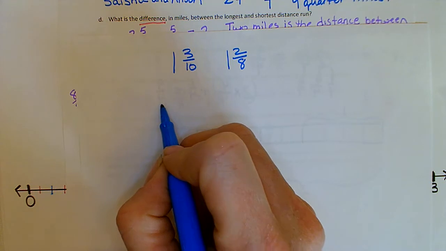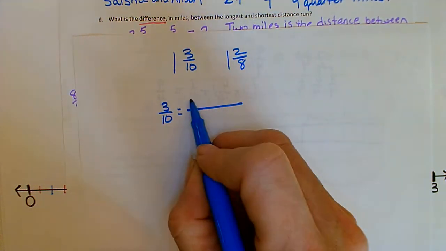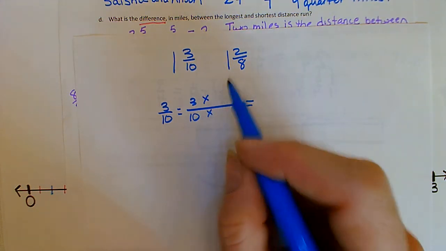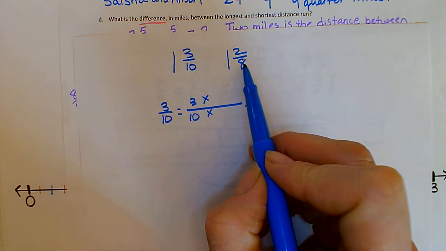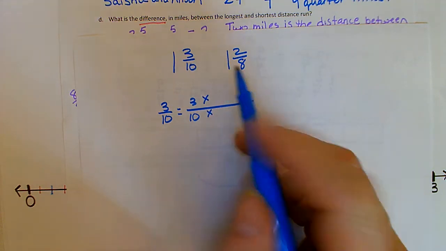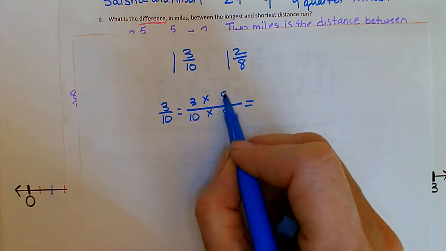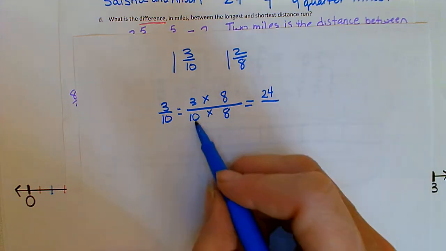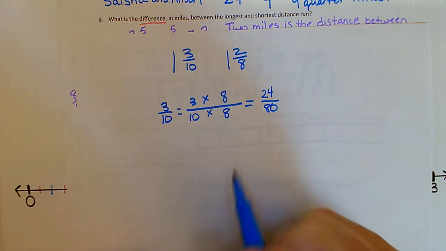And the way we do that is we are going to take 3/10, and we show what we're starting with. And remember what we do? We take the fraction and we multiply it by the other fraction's denominator. In this case, the other fraction's denominator is 8. Whatever I do in the denominator, I have to do in the numerator. And 3 times 8 is 24, and 10 times 8 is 80.